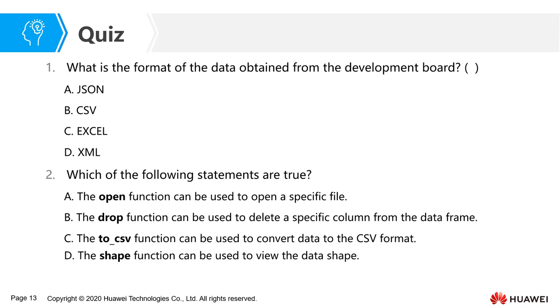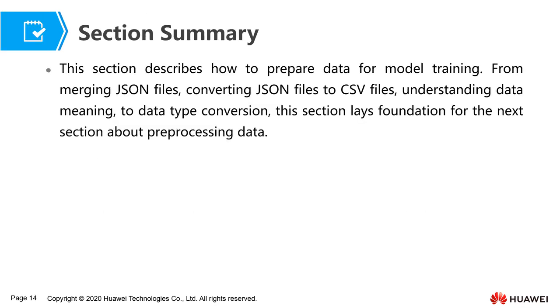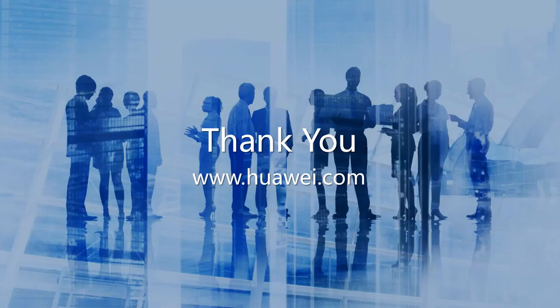Through the review of the 2 questions, we have reached the end of this section. In this section, we talked about how to prepare data and convert data in the JSON format to the CSV format. Also, we talked about the meanings of some data and how to convert data types. This section lays the foundation for the next section about data preprocessing. This is the end of the section about preparing data.